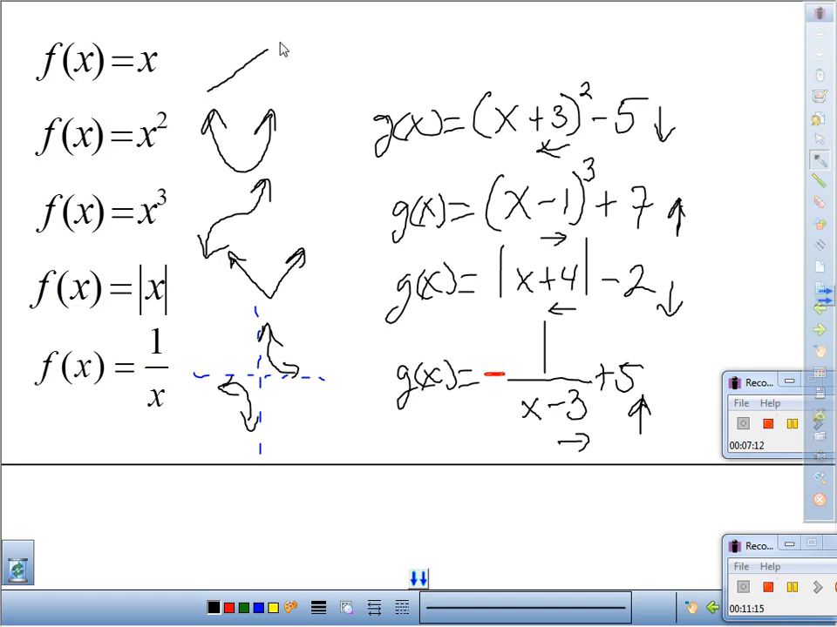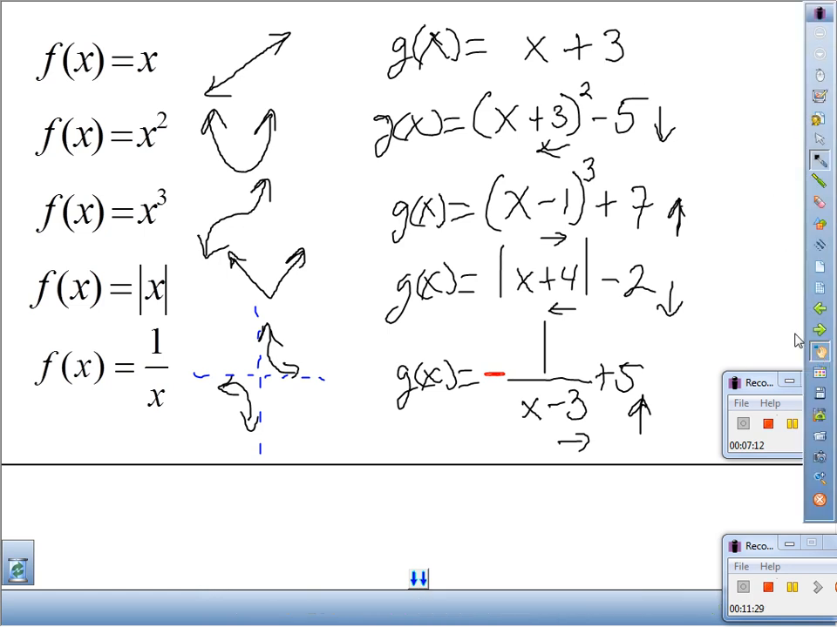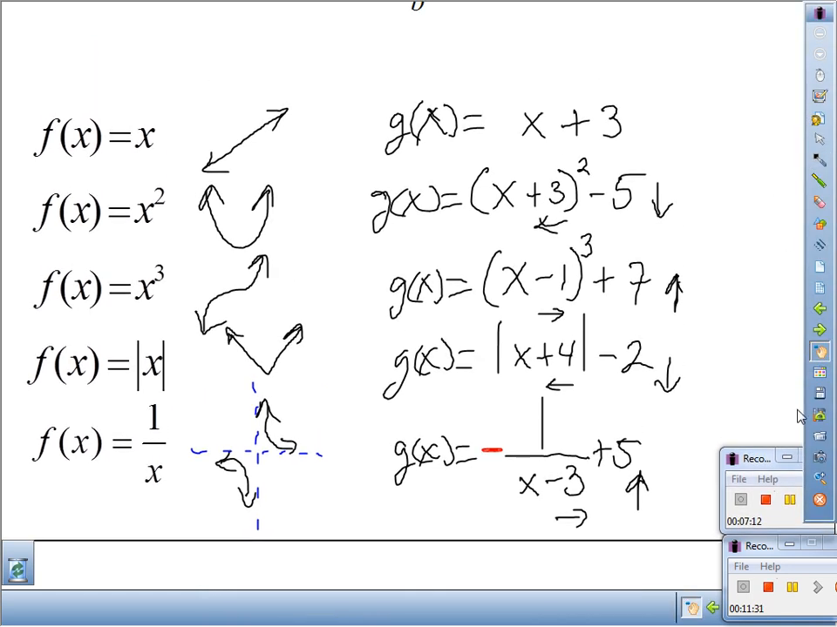The last one's a linear function. Here, there's a line. And let me show you a transformed linear: g of x equals x plus 3. Look at it. Tell your neighbor what's going to happen to the entire function according to that transformation. Go.